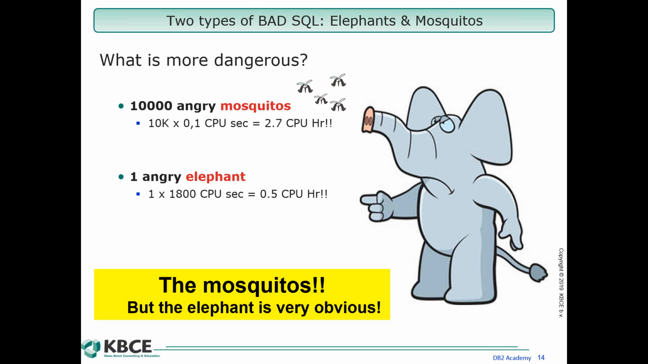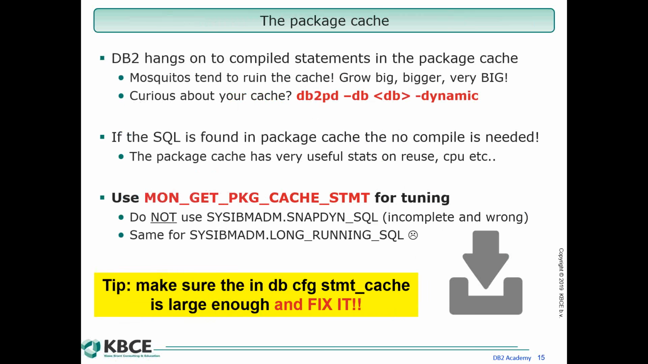The problem is that the elephant is very obvious and the mosquitoes are much harder to detect. But we'll see in a minute that we can definitely do something to detect our mosquitoes. Some of them, at least.